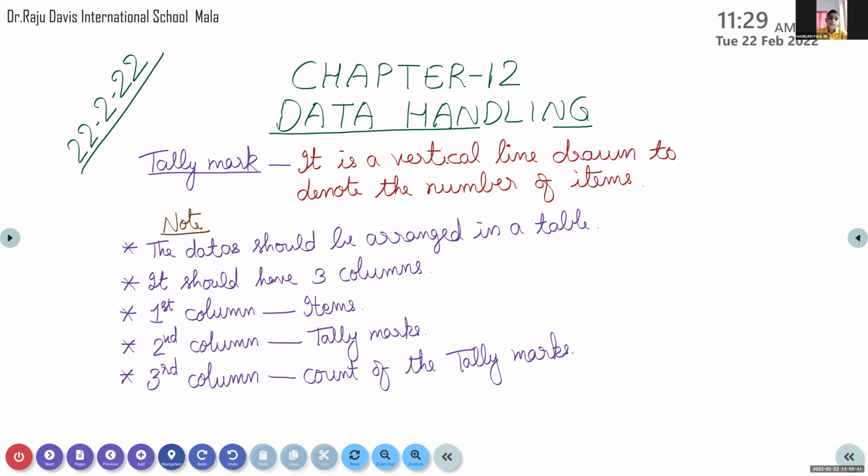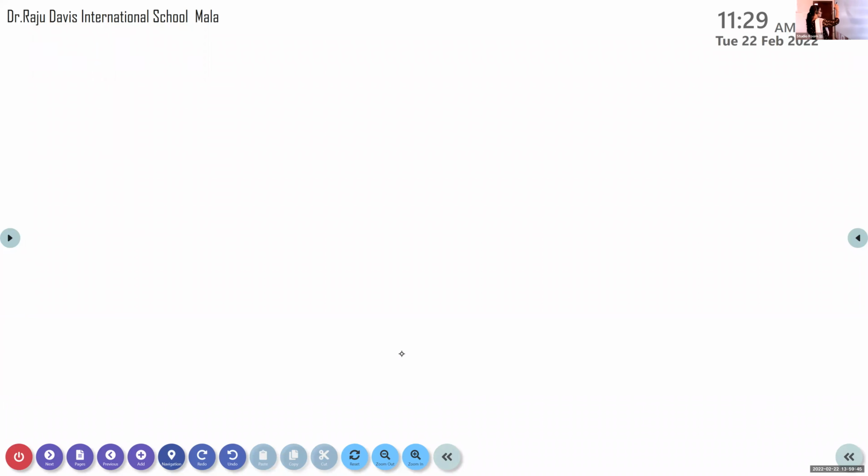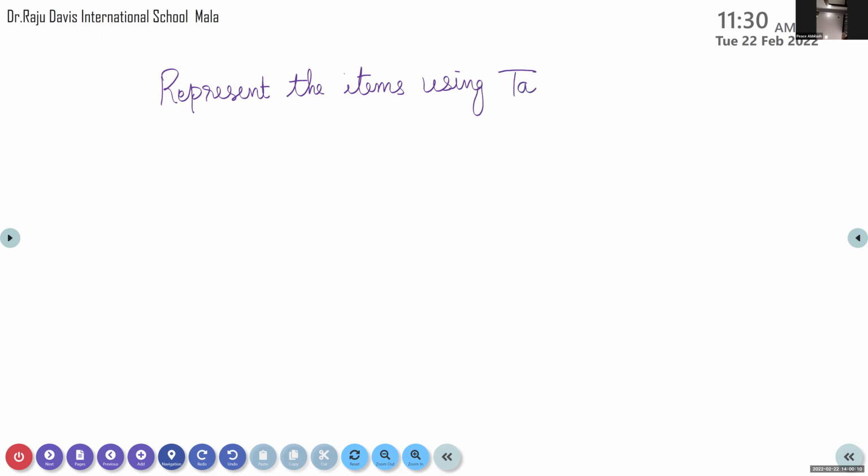Ma'am, can you write the question? Yes, I'm going to. Represent the items using tally marks. Please mute, otherwise I will mute you all. Okay, dear. Represent the items using tally marks.